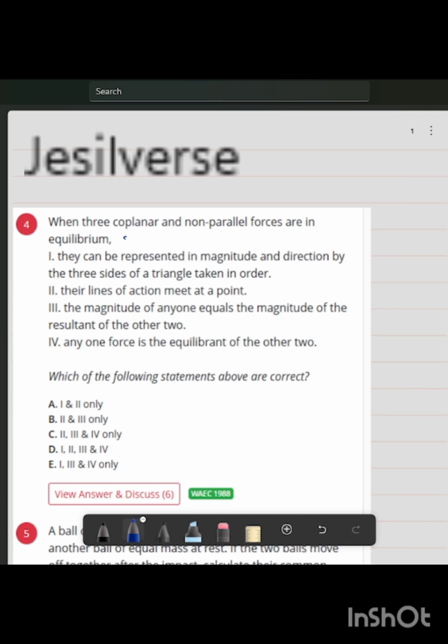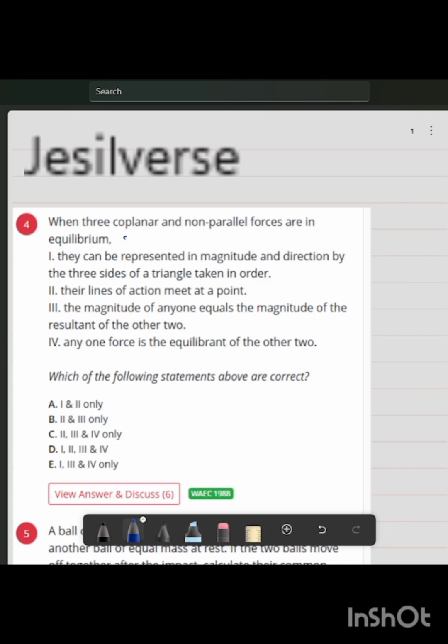The last time we talked about past questions, WAEC past questions on physics, we talked about the year 1988 and we solved objective problems from 1 to 3. Right now we want to see how we could solve objective problems from 4 to 6.